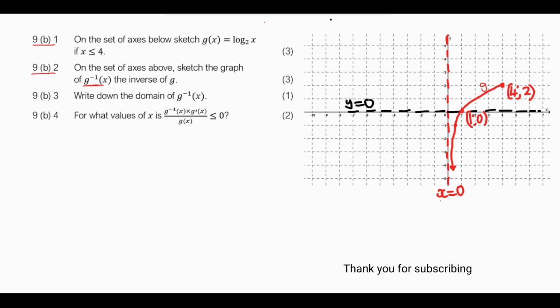This coordinate 1, 0 becomes 0, 1 because x becomes y and y becomes x. So it's 0, 1, which is here. And then 4, 2 becomes 2, 4, which is here. And then now we can sketch our graph. This is the graph of the inverse of g.